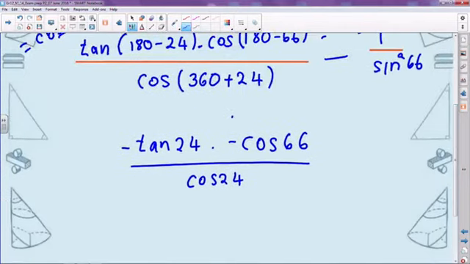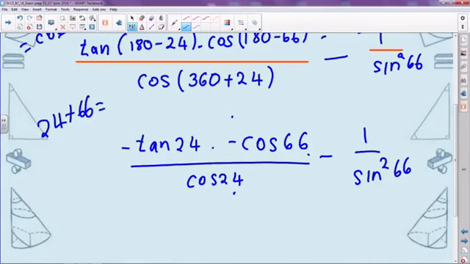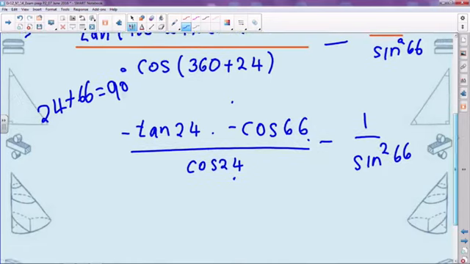And then we've got minus 1 over sine squared 66. Now, when I look at these angles, I start seeing that there's a relationship. I've got 24 degrees and 66, and I already start thinking, well, in the back of my head, 24 plus 66 is a special value. It's 90 degrees. Okay, so I already start thinking about co-ratios.